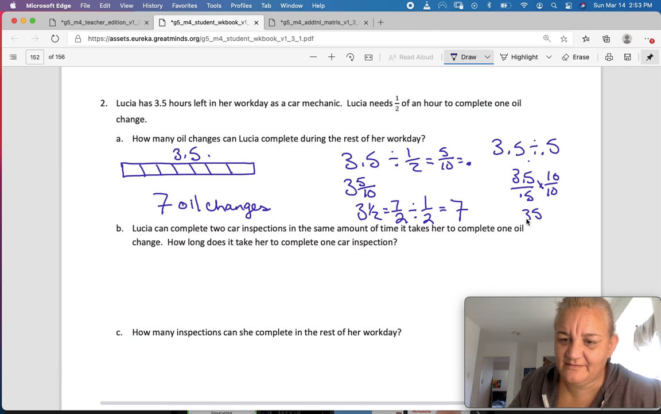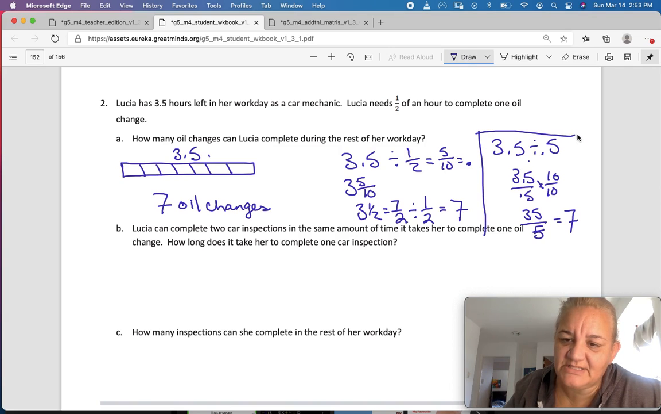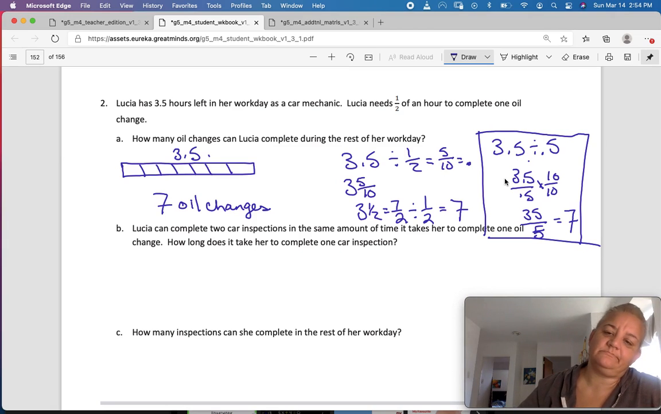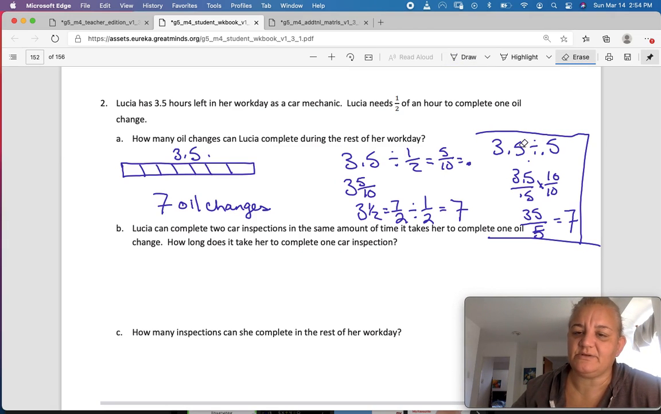35 divided by 7. I'm sorry. Look at that, I'm already giving the answer. 35 divided by 5, which equals 7. So if you want to do this with the decimal, or if you want to do this with fractions, it's up to you, as long as you get there in the end and you show your work.